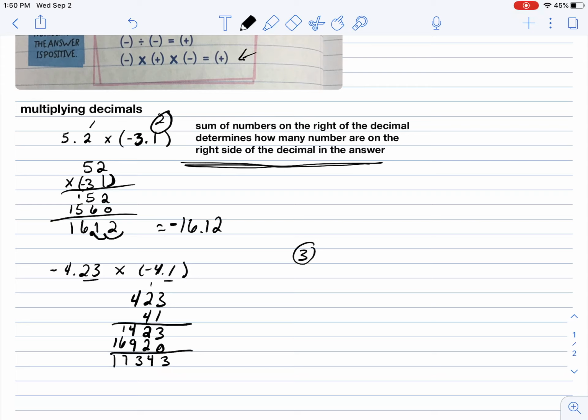Okay, so we have this now. This number right here tells us that we bring our decimal in 3 spots. So 1, 2, 3. Therefore, our answer is 17.343. And that's all there is to multiplying decimals as well as multiplying integers when you start involving negative numbers.